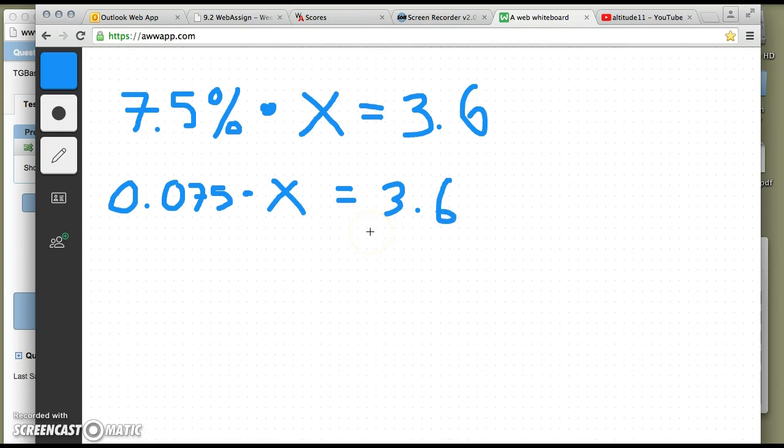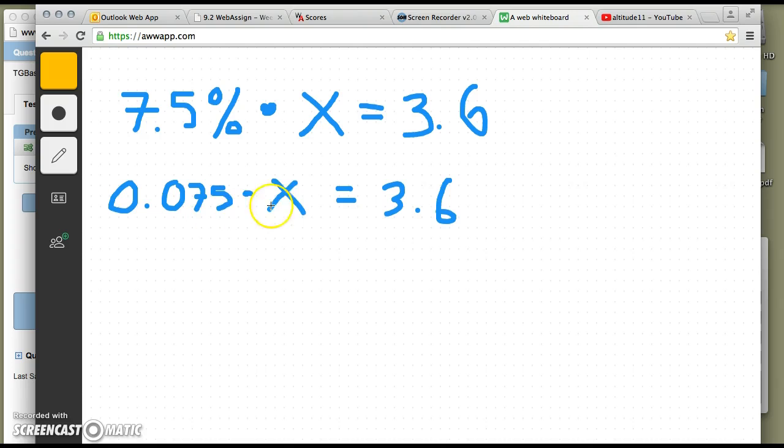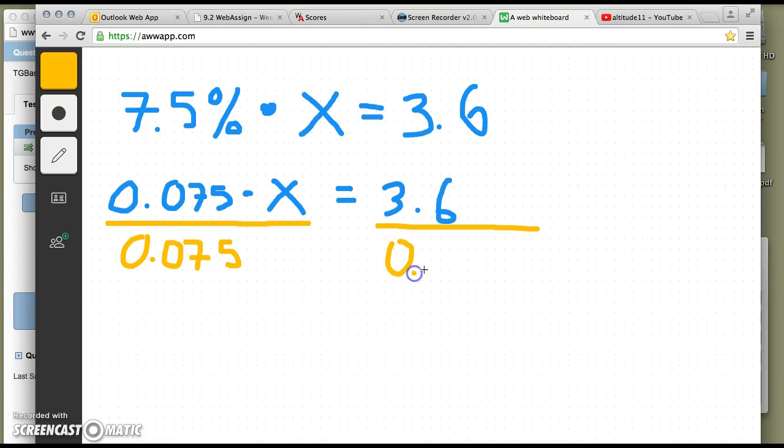Now we are ready to solve. To solve means to isolate your variable or to get that variable by itself. Notice that this variable is connected to 0.075, the numeric representation of 7.5%, through multiplication. So we are going to have to divide to undo that multiplication. We'll divide by 0.075. And of course, whatever you do to one side of your equation, you must do to the other side in order to maintain your equivalence, maintain that balance.